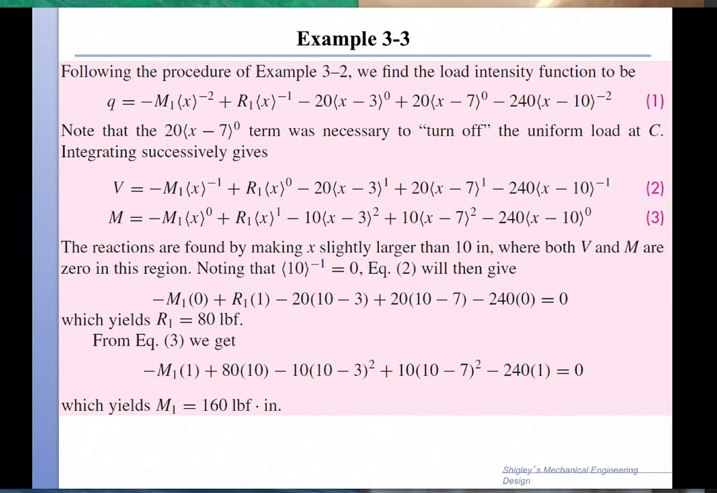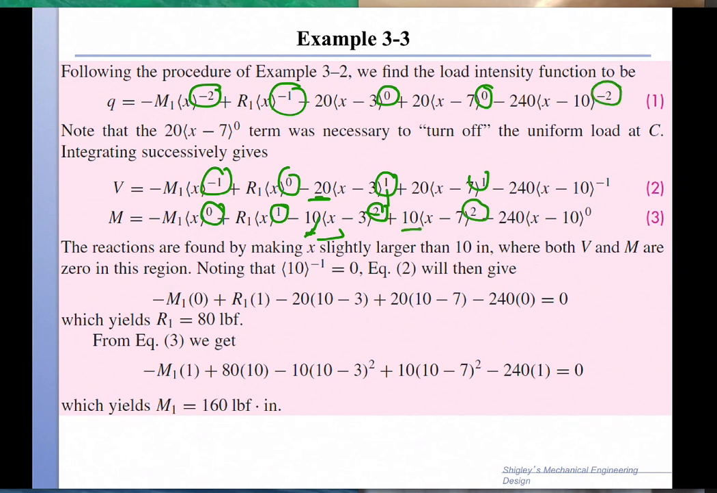Once we have the line figured out, then we integrate. In the integration, the minus 2 becomes minus 1, another integration becomes 0. Minus 1 becomes 0, another integration becomes 1. The 0 becomes 1, another integration becomes 2, and you divide by 2 because it's just like a normal integration in this step. The same thing here, the 0 becomes 1, another integration becomes 2, and you divide by 2. And finally, minus 2 becomes minus 1 becomes 0. So now we did all of the integrations with the unknown parameters.